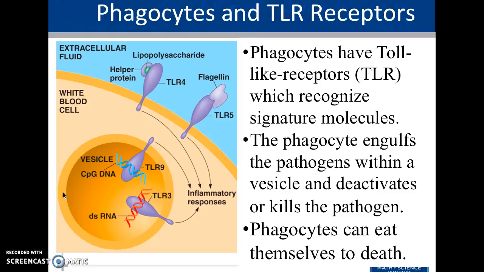When we talk about all these different types of phagocyte cells, these phagocytes have TLRs, or toll-like receptors, which recognize certain molecules. The phagocytes engulf the pathogens within a vesicle and deactivate or kill the pathogen. So if my phagocyte recognizes that a certain pathogen is present, it will engulf it. Typically, it uses enzymes to break down the pathogen, and it just keeps going until the phagocyte itself dies.